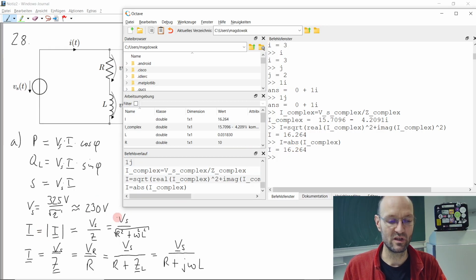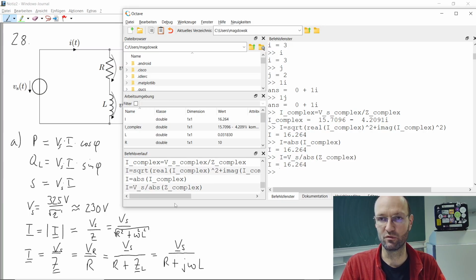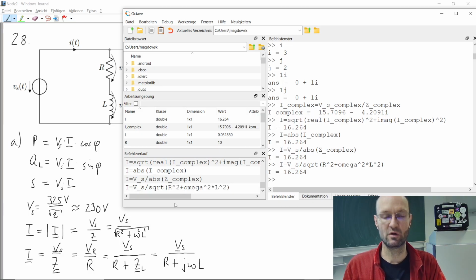We can also try this formula here. So if we say the current is the source voltage RMS value divided by the magnitude of our complex impedance, this should also work. If we use the very last equation and say this is the square root of R squared plus omega squared multiplied with L squared, closing parentheses for the square root, we get the very same value. So now we have voltage and current as RMS values, and we can use these three formulas.